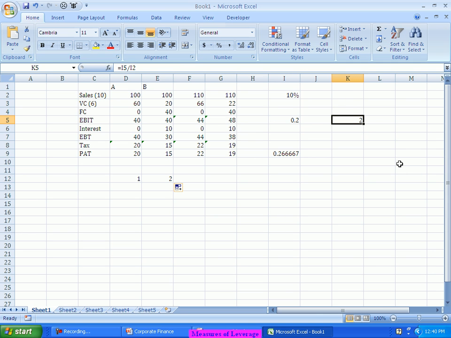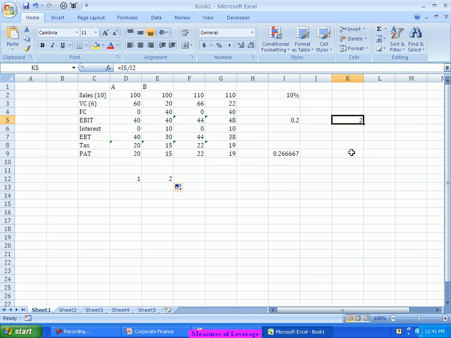So these are the two different ways. If there are percentage changes given, I'll use the percentage change in operating profit by percentage change in sales. That is what I'll use as the degree of operating leverage. And the other way I look at it is sales minus variable cost by sales minus variable cost minus fixed cost. Both of them will give me the degree of operating leverage.